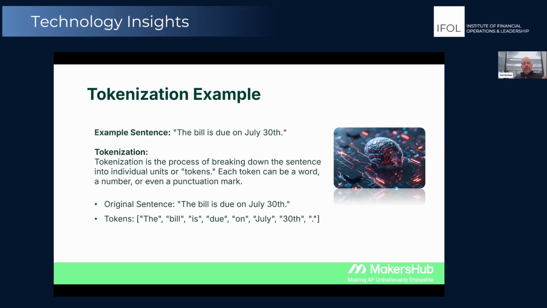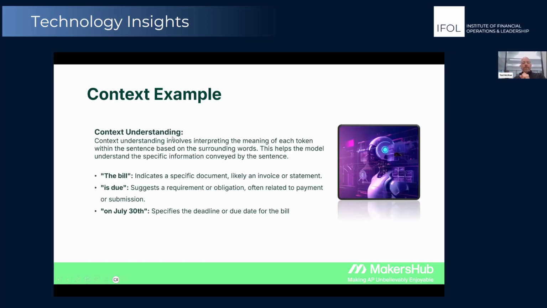So what it does is it's breaking it down. The original sentence, "the bill is due July 30th," gets tokenized as "the," "bill," "is due," "on," "July 30th." It does this regardless of how large the paragraph is. It's breaking these sentences down into smaller bits and pieces, so then it can put them back together to where it makes sense. And this is context, or contextual understanding.